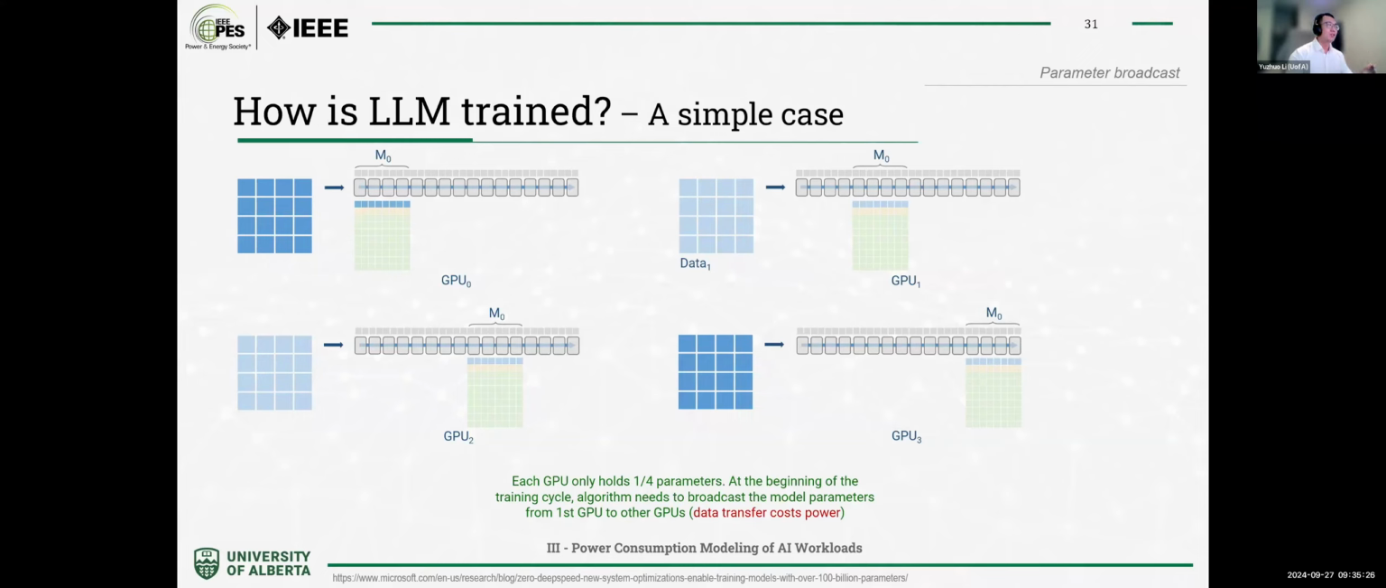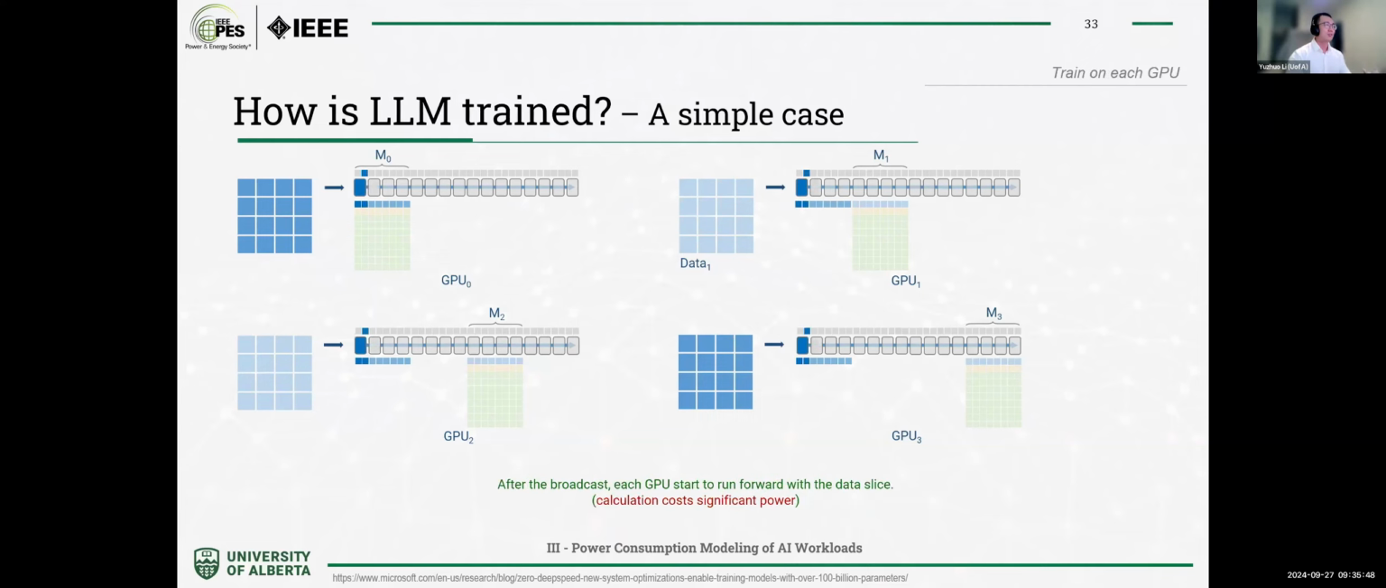So at the beginning of the training cycle, the algorithm just needs to broadcast the model parameters from the first GPU to the other GPUs, sharing all the parameters with each other. So this actually introduces data transfer power. After the broadcast ends, each GPU will have the parameters of the model. Then we can start the forward calculation. So we will see the calculation happen in each GPU. This means the calculation cost will introduce a power surge.